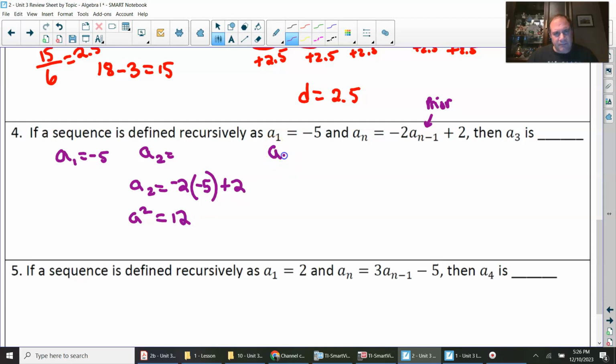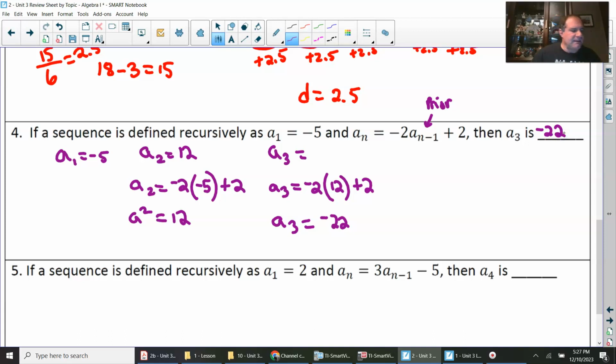What's a sub 3? A sub 2 is 12. A sub 3, we don't know what that is, but we're going to start with that. A sub 3 equals negative 2 times a sub 3 minus 1. 3 minus 1 is 2, so a sub 2 is the prior term. We have 12 as the prior term, plus 2. So a sub 3 is negative 24 plus 2. Negative 24 plus 2 is negative 22. So a sub 3 is negative 22. And that is that right there.